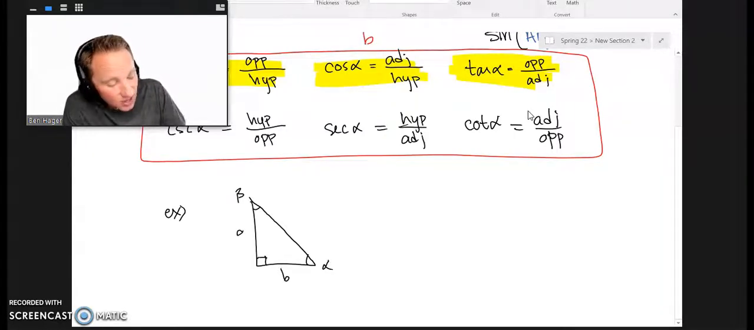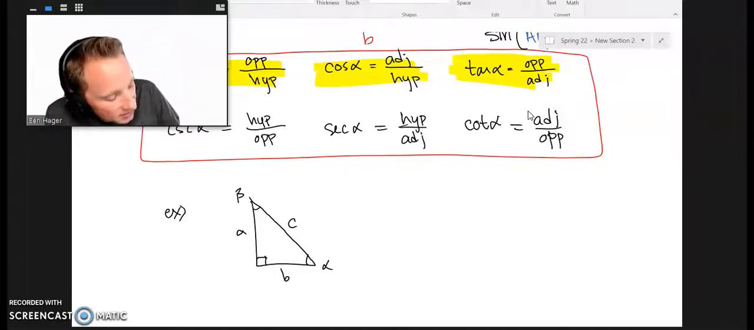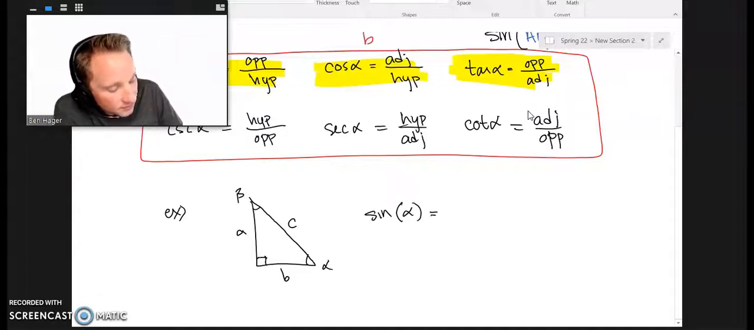And A should be opposite of angle alpha, and C should be opposite of the hypotenuse, or angle gamma, if you want to call it that. I'm sorry, opposite the right angle. Let's just find a couple of these. Let's find sine of angle alpha.